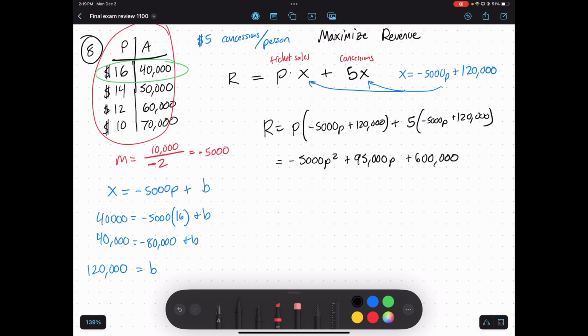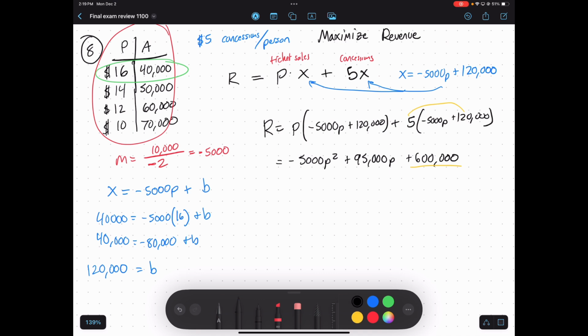Where's the 600,000 coming from? That's 5 times 120,000. That's where the 600,000 comes from. Where's 95,000 coming from? Well, that's P times 120,000 P plus negative 25,000 P. So that's combining your inner terms.